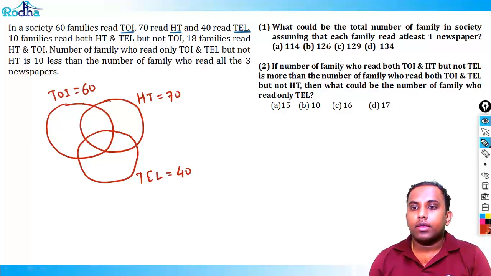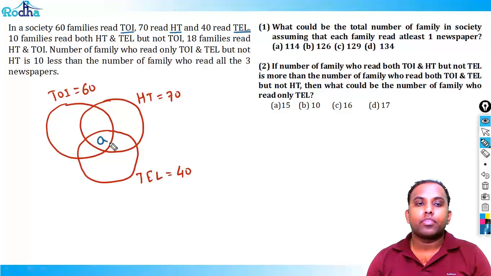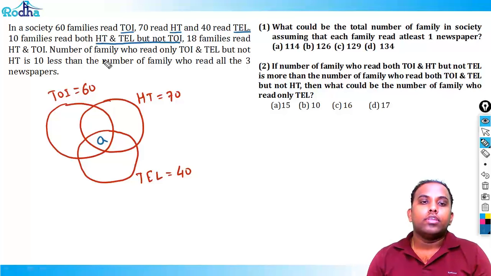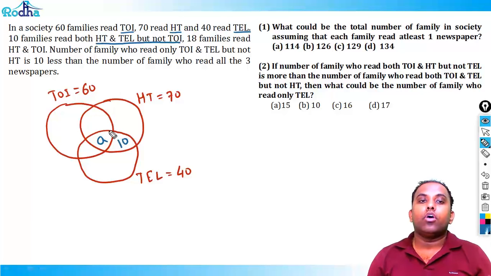Fine. Now, we'll start filling the intersection part, but the intersection of all three, the number of people reading all three newspapers, is not given. So again I'll assume it to be A. 10 families read both HT and TEL but not TOI. That basically means only HT and TEL, right? If it is not only, then this 3 also needs to be included. But it is only, right? HT and TEL but not TOI means only HT and TEL. So this part should be 10.